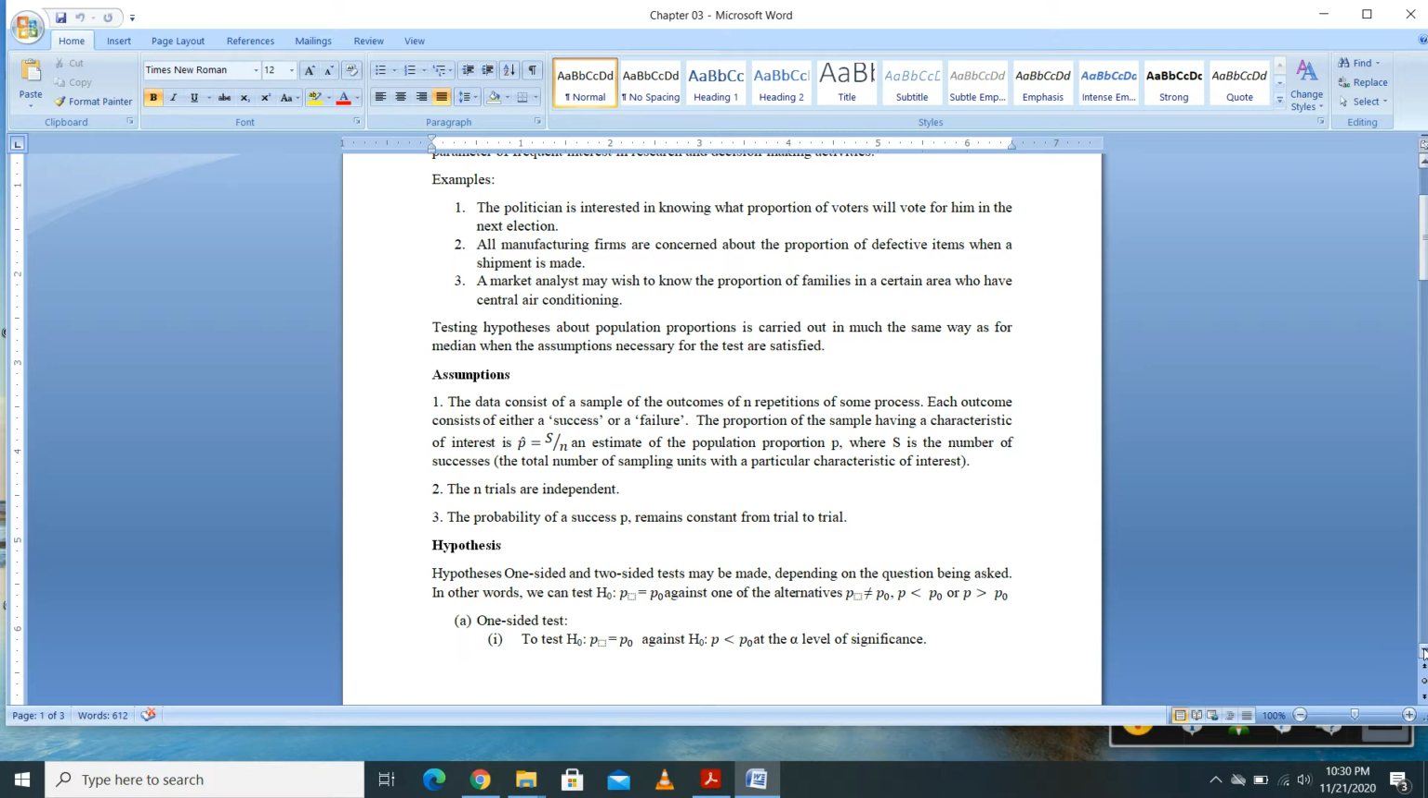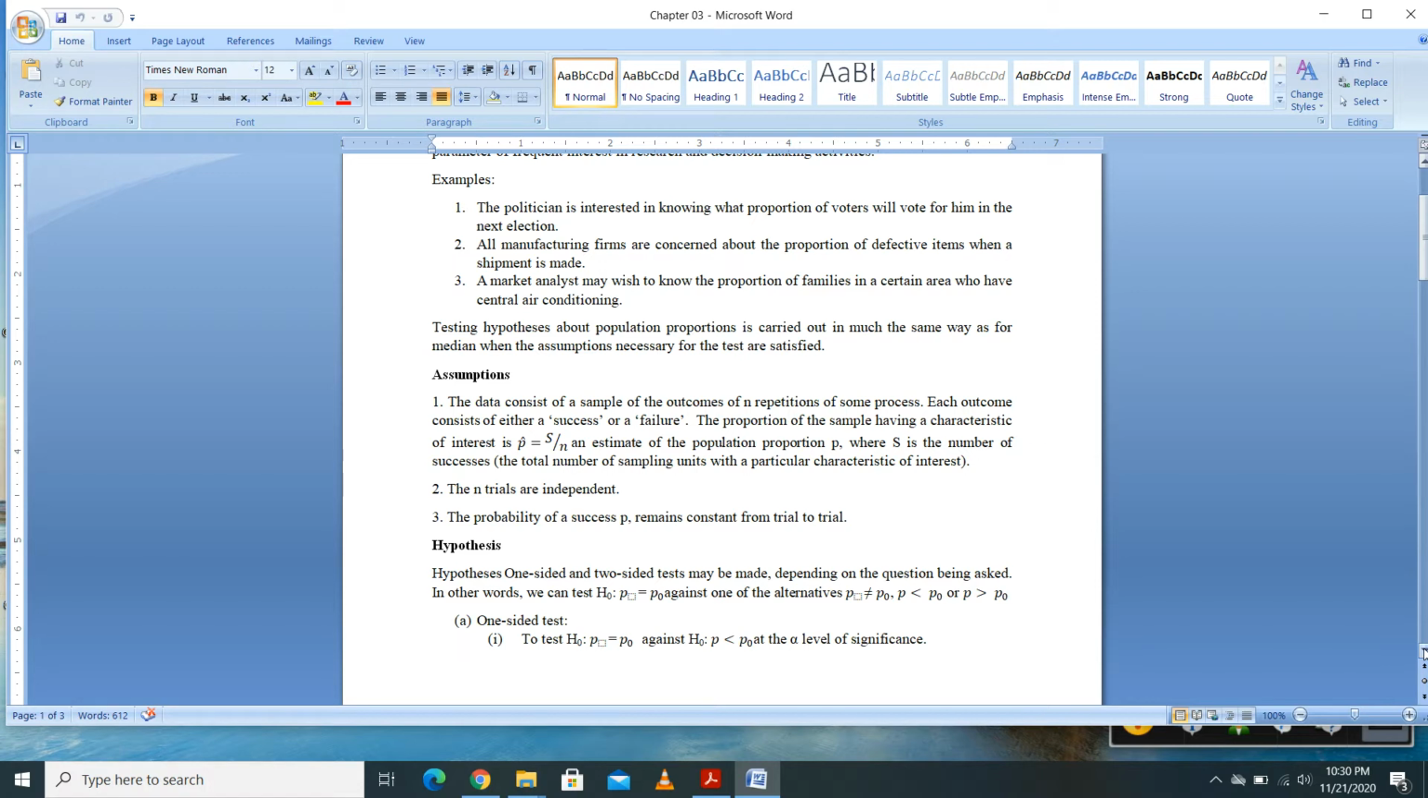And for all these n trials, if the sample size is 10, these 10 trials should be independent, right? And the probability of a success should be constant. It should remain constant throughout all the trials. It cannot change. These are actually all the assumptions of the binomial distribution. So we need to satisfy all these assumptions regarding your small sample if we want to apply the binomial test to do a hypothesis test on the population proportion.